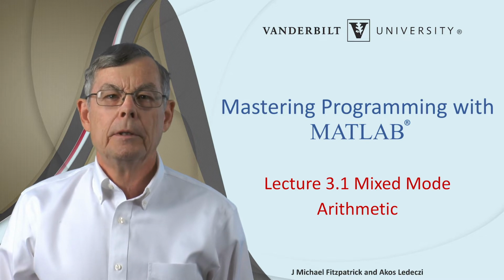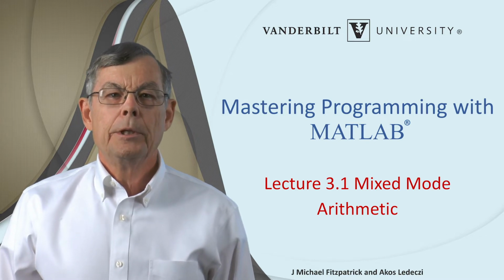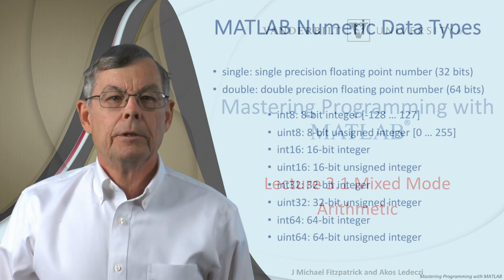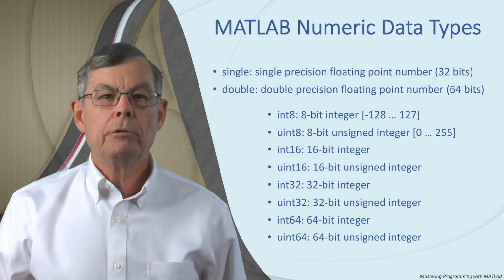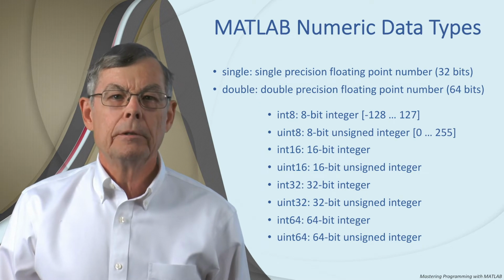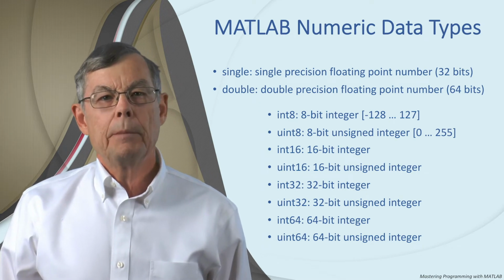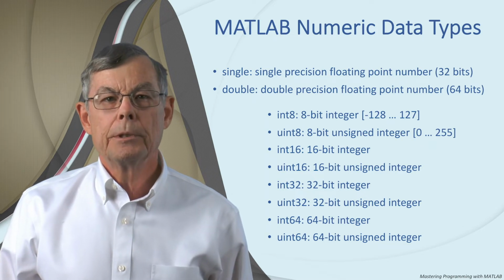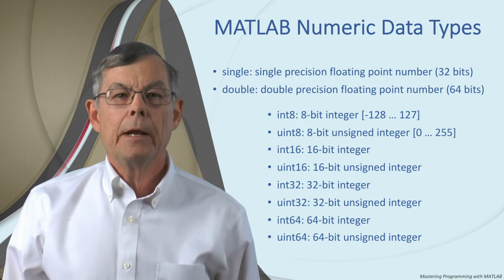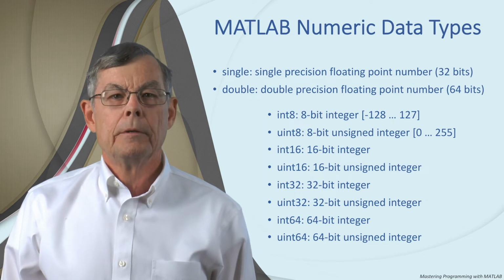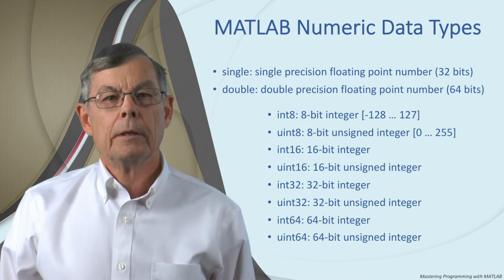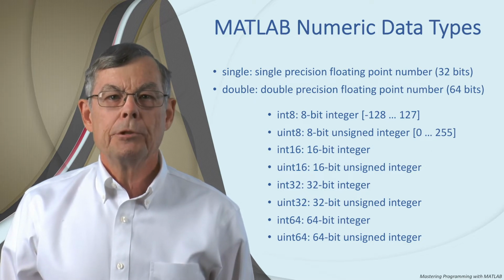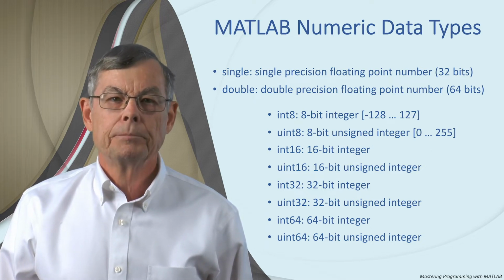So here we go. Mixed mode arithmetic. We covered numerical data types in the first course, but as a reminder, you can see the table behind me showing the two floating point types, double and single, and the 8 integer types that MATLAB provides. However, we did not cover what happens when you use arithmetic expressions in your program that have mixtures of these types. That's called mixed mode arithmetic, and it has quite a few rules. We'll look at those rules now, and we'll show examples of each of them in action.